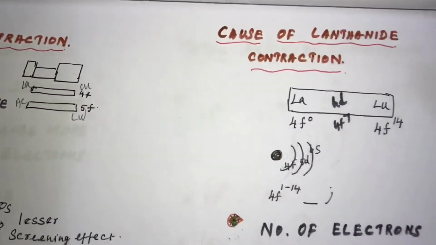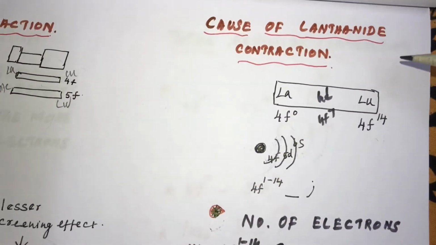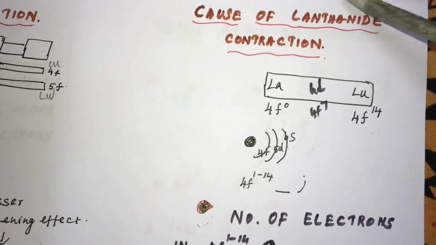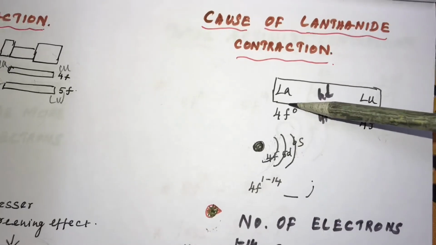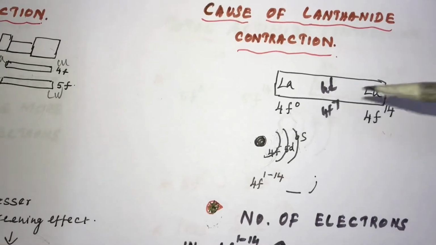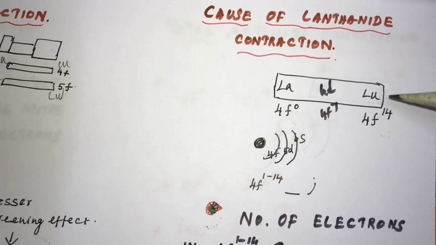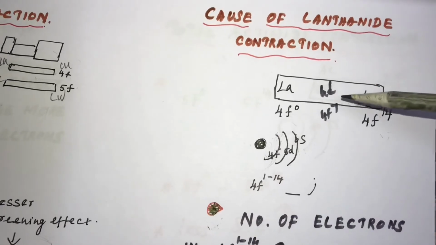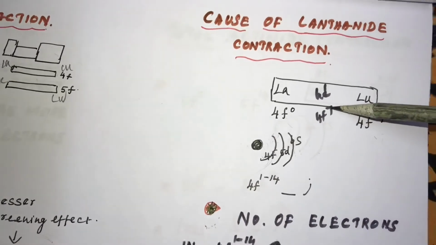Next one is, what are the causes of lanthanide contraction? Here, on moving from lanthanum to lutetium, it starts with 4f0 and ends with lutetium 4f14. The middle, half-filled configuration is 4f7.